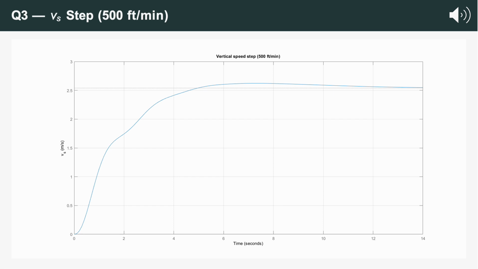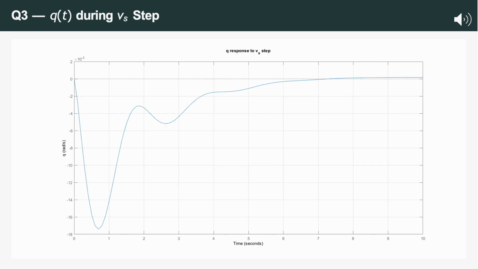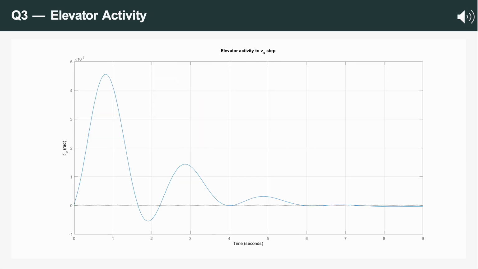When commanded to climb 500 feet per minute, or around 2.5 meters per second, this plot shows the aircraft reach the target cleanly with minimal overshoot. During that vertical speed step, the pitch rate peaks early and decays within 3 seconds, showing effective short period damping and good loop separation. The elevator deflection stays small and smooth, only a few milliradians, demonstrating efficient actuator use.